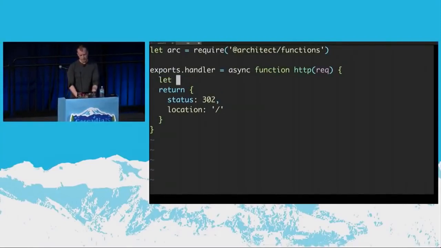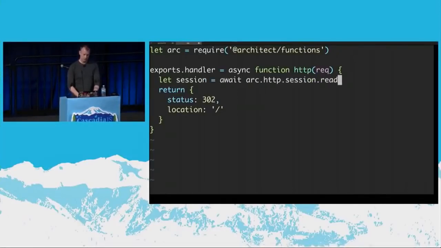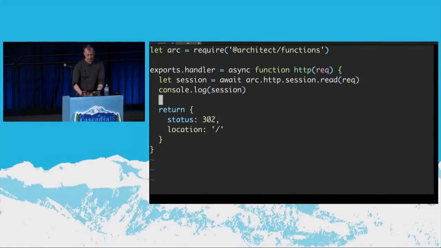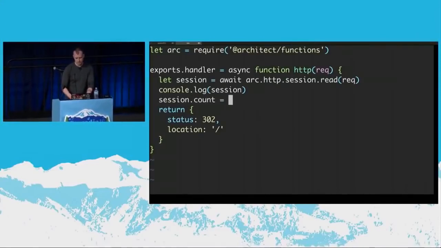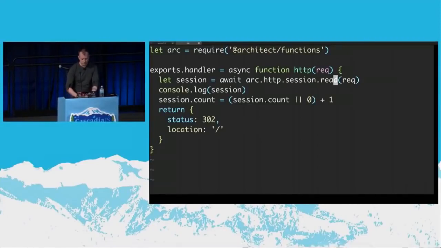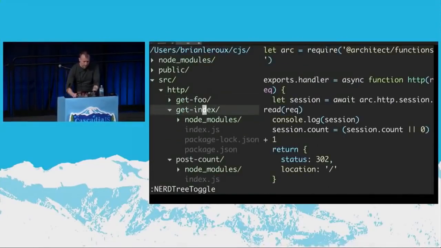So if I wanted to get some state here, I could do, like, await arc.http.session.read. We can log it here just to take a look at it. And I'm going to say session.count equals session.count or 0 plus 1, and then we redirect back home. And then back on that home handler, get index.